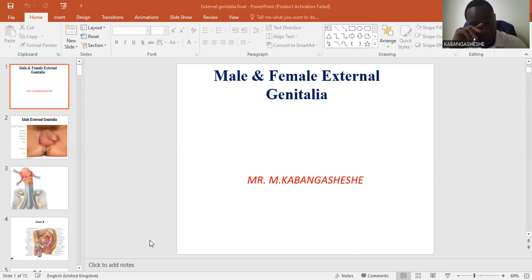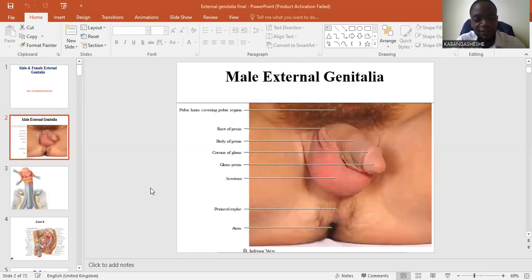So we'll start with the male external genitalia. Whenever you hear the term genitalia in anatomy and physiology, it refers to a part of the reproductive system. Both males and females have parts of the reproductive system that are visible to the external environment and those that are not visible. Those that we cannot see, we call internal genitalia or simply internal reproductive organs. Those that we can see, we call external genitalia or external reproductive organs.